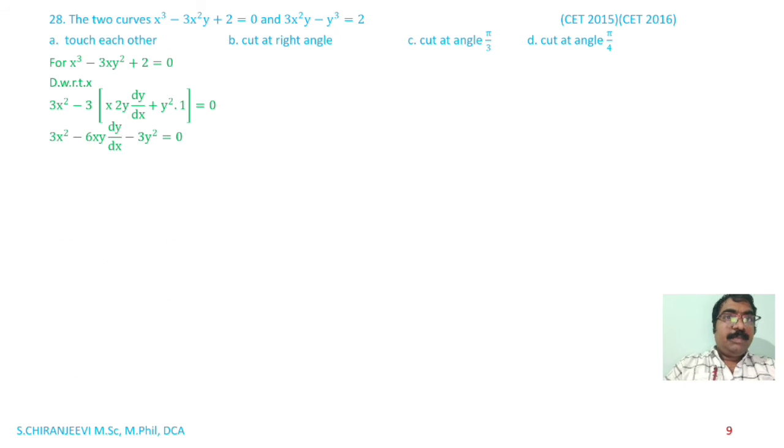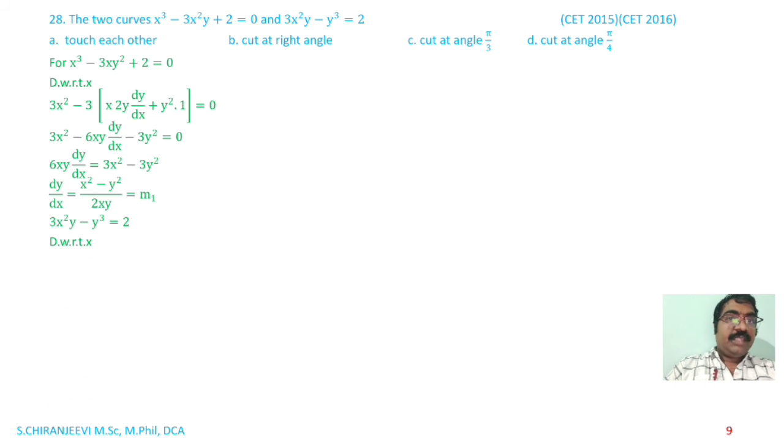So now taking dy by dx on one side and remaining terms on the other side, if you simplify, we get 3x square minus 6xy dy by dx minus 3y square equal to 0. So 6xy dy by dx equal to 3x square minus 3y square. So dy by dx equal to x square minus y square divided by 2xy, which is m1. So taking 3 outside and cancelling, we get x square minus y square divided by 2xy equal to m1.